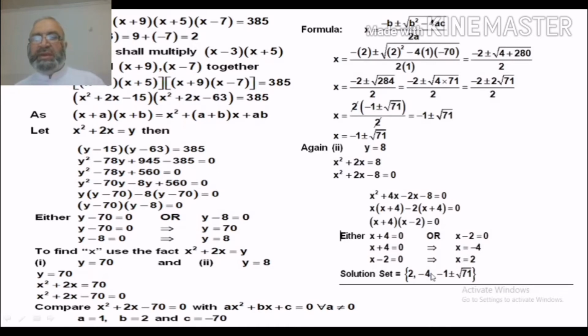Thus the solution set is 2, minus 4, and the first one's two values, minus 1 plus minus root 71.